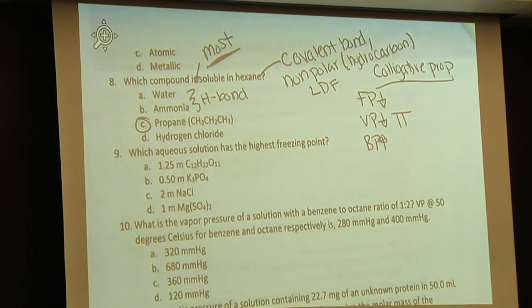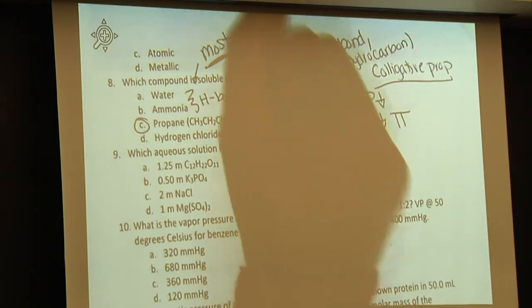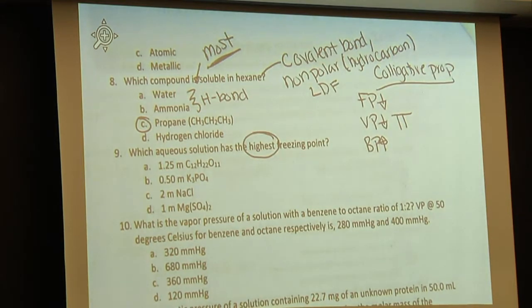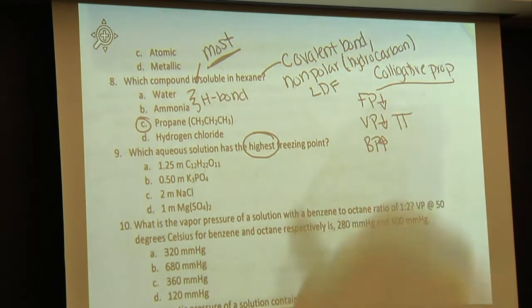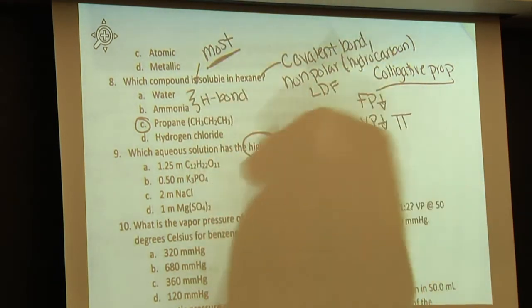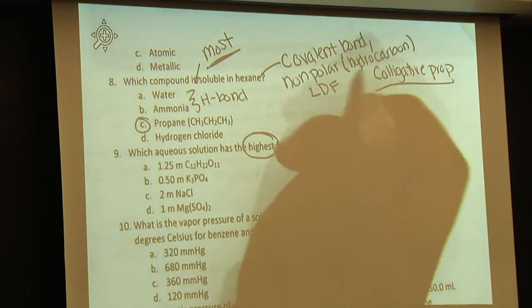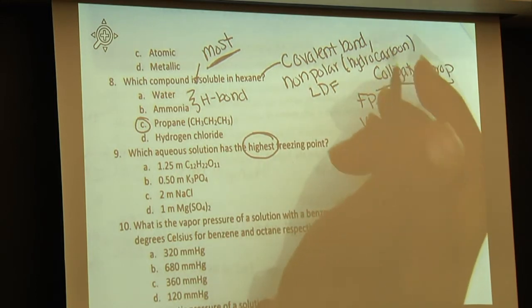It will have a lower one, because our colligative property is freezing point depression. So normally, the more solute you put in, the lower the freezing point. This question, however, is asking for the highest freezing point. So what are we looking for? The smallest value. You guys need to pay attention when you're reading the question, because you can go ahead and choose C, and C is incorrect.